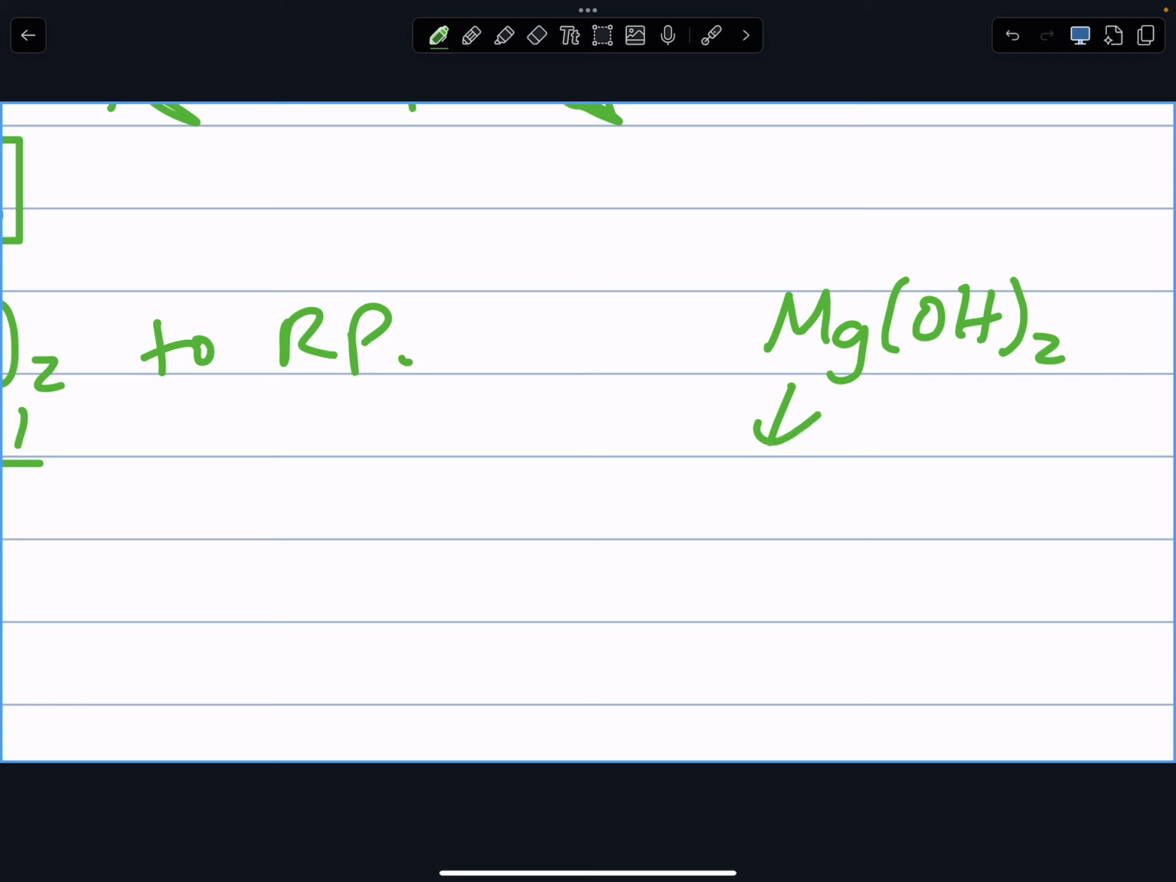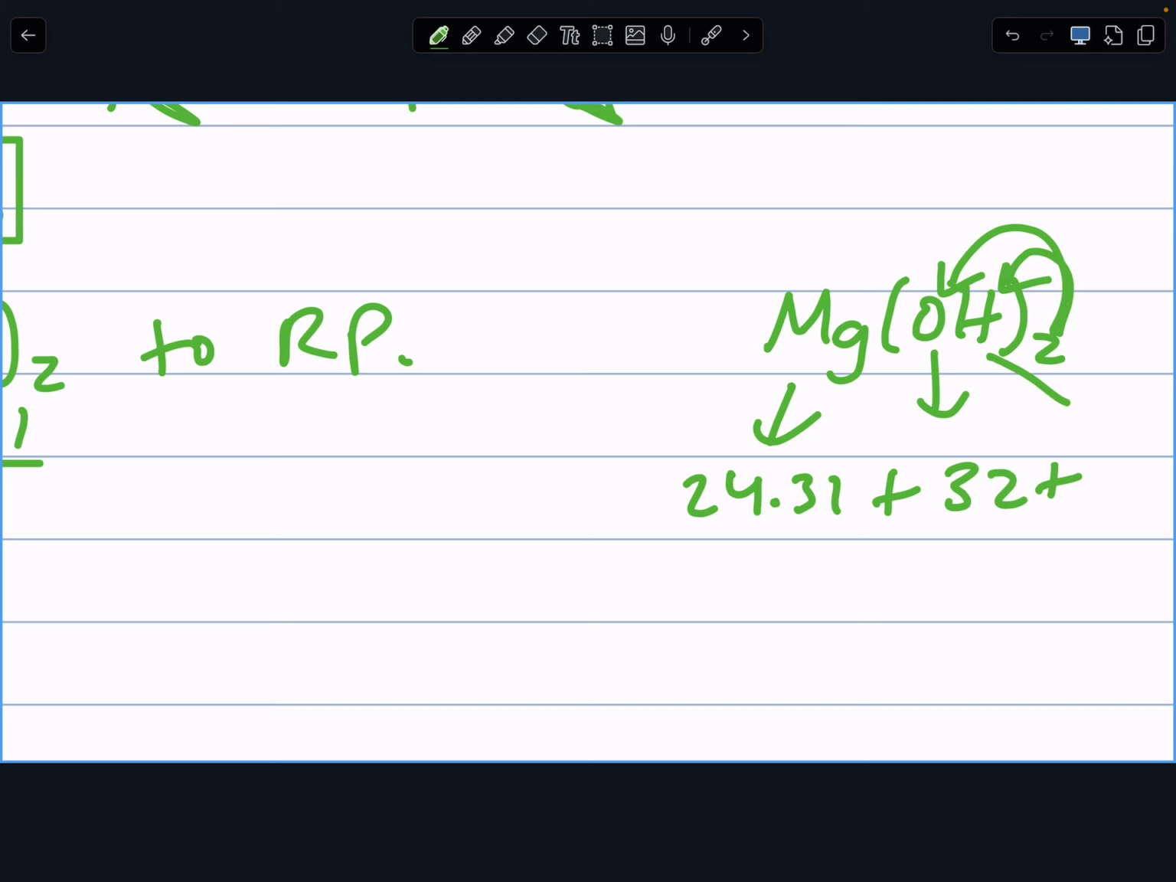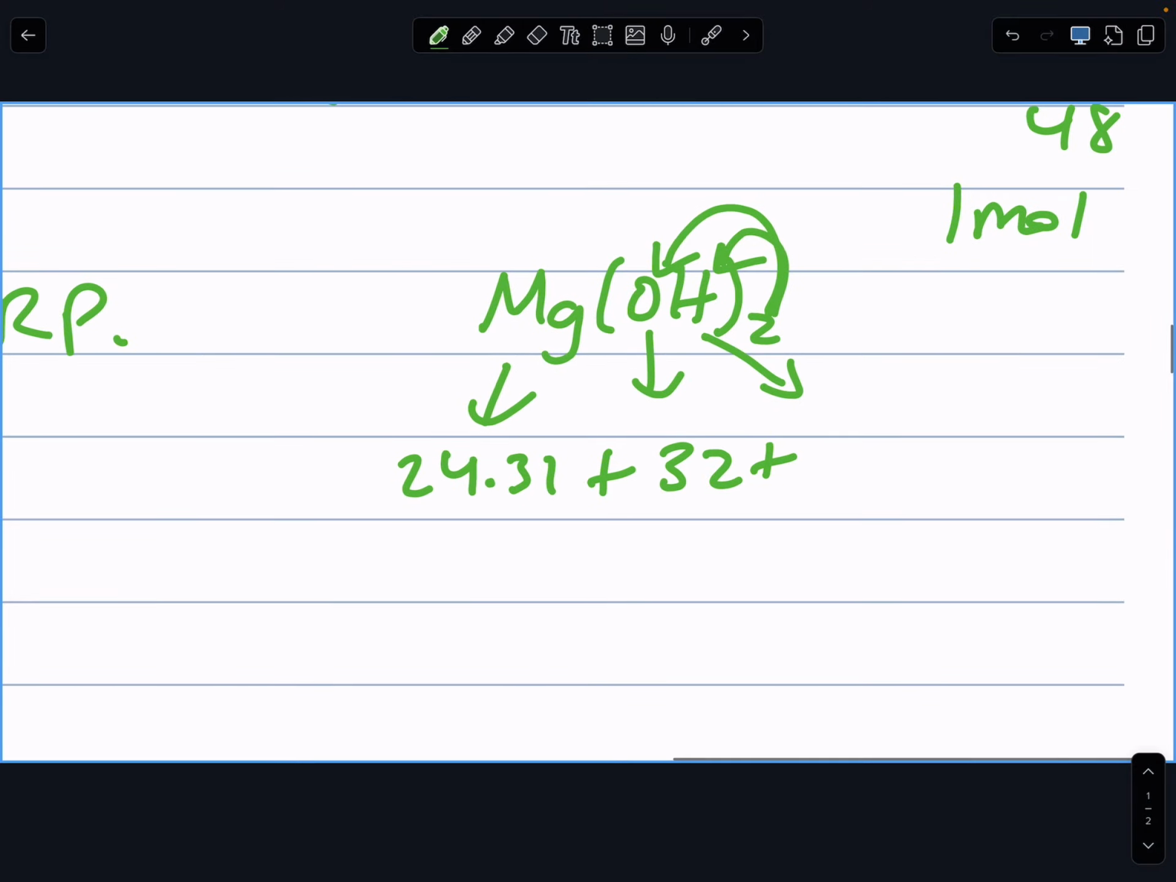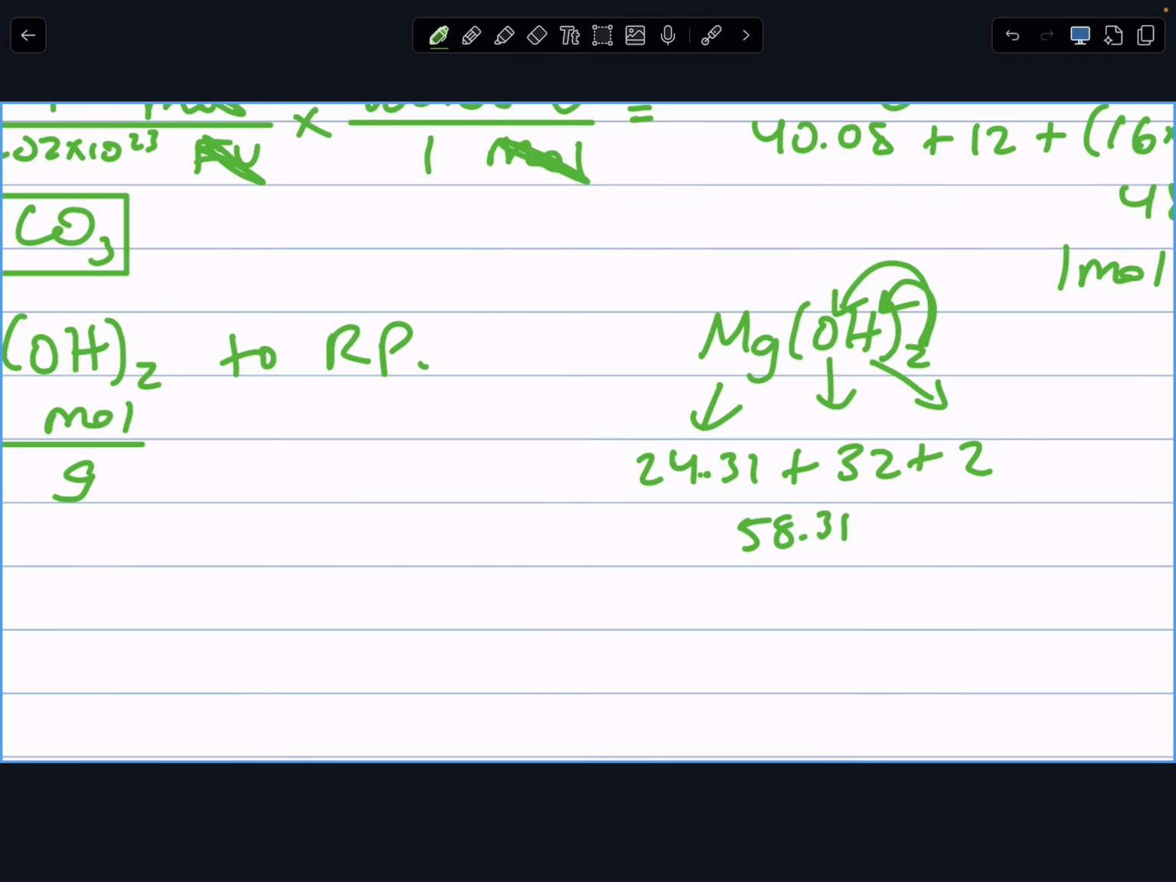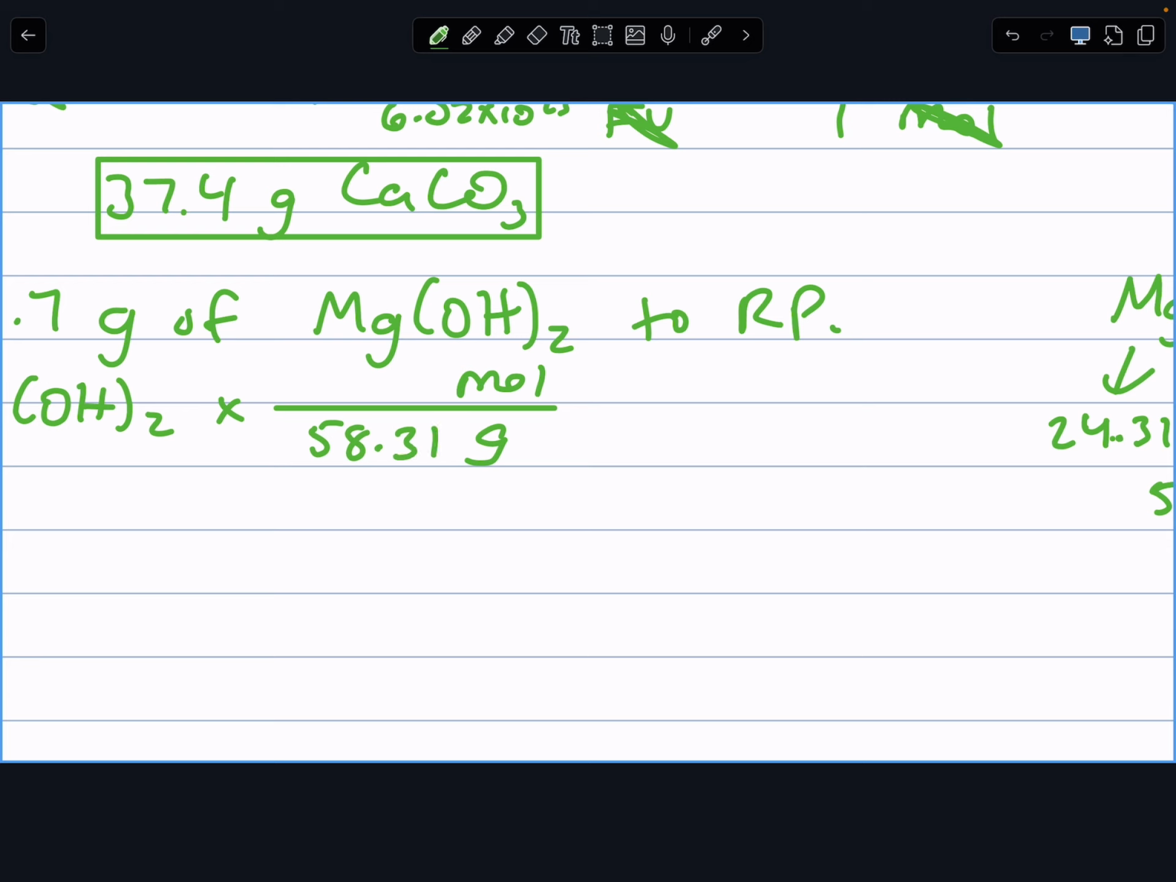Good. What is the molar mass of Mg? 24.31. What is the mass of O? 16, but I have 2 of them. This 2 distributes. 16 times 2 is 32. Yes, good. And what's the molar mass of hydrogen? 1, but there's 2 of them, so plus 2. So what is the molar mass here? Okay, where does this number go in my fraction? Yes, it's 58.31 grams per 1 mole, guys.